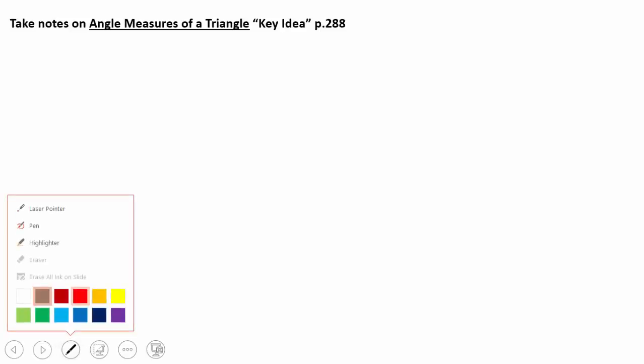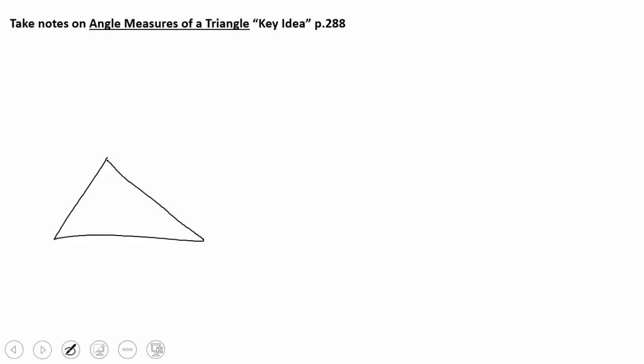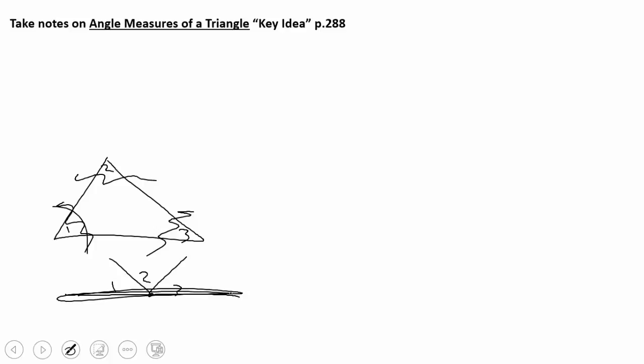If you want to prove it, you could, on a piece of paper, take a straight edge and draw a triangle. You could then cut off the three angles and put them together side by side, and you would find that they form a straight angle. If this was 1 and this was 2 and this was 3, together they would form a straight angle. And we already know a straight angle is 180 degrees. So you could prove that if you wanted.